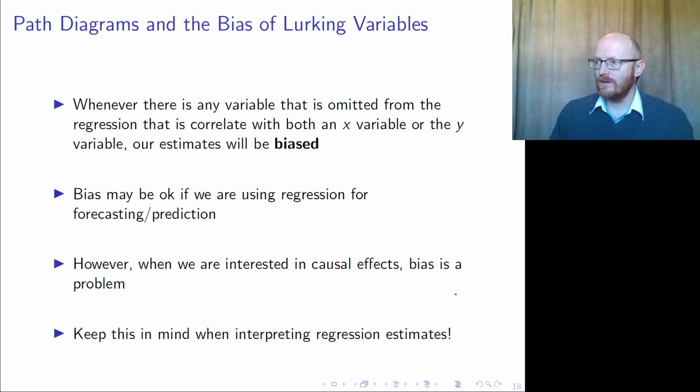And next time we are going to take this, path diagrams and the bias of lurking variables. Okay. And so whenever there is any variable that is omitted from the regression that is correlated with both an x variable and the y variable, then our estimates will be biased.